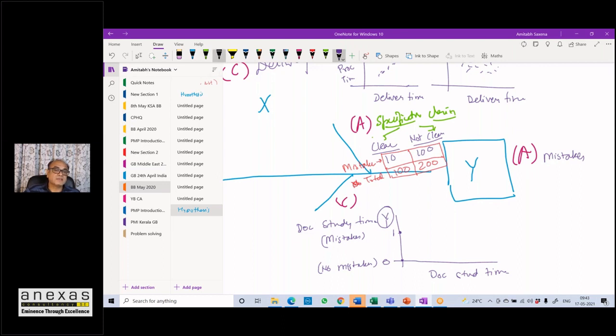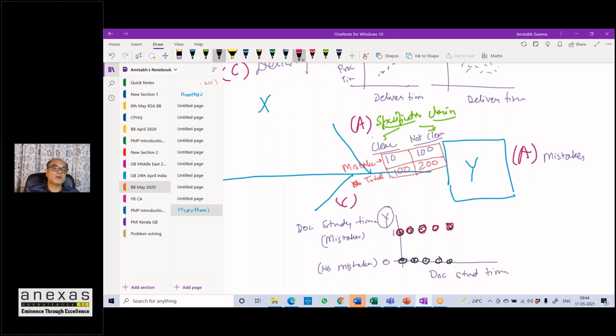If I spend 0 time on the study of the document, 0 minutes, this is the mistake probability, right? The probability of committing a mistake is 100%, I'll commit. If I spend 10 minutes, it is definitely still the probability that I commit a mistake. If I spend 20 minutes, spend more time, it goes on and on. This I can represent as probability.